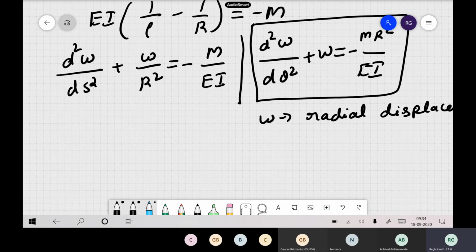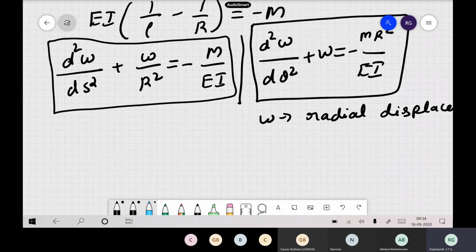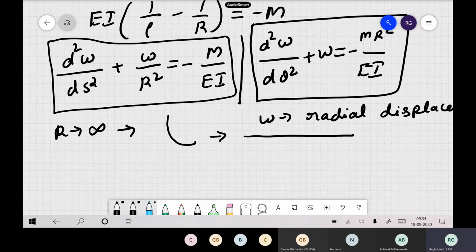Can anybody comment? See this equation. Tell me, what happens when r is equal to infinity, the radius of curvature? What type of arch is it when r is infinity? Ordinary column? Ordinary bar, actually. So when r is equal to infinity, your arch becomes like your beam itself, just like this.